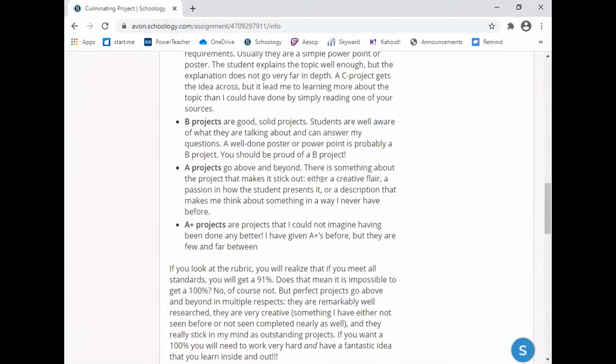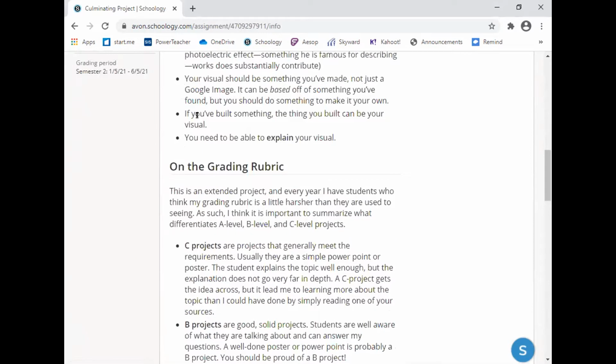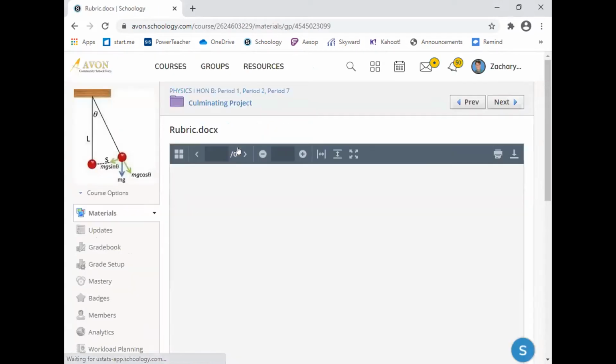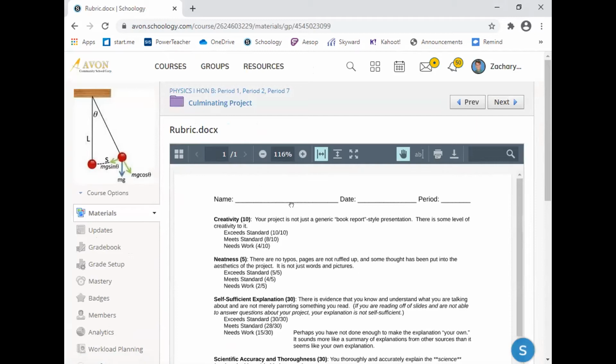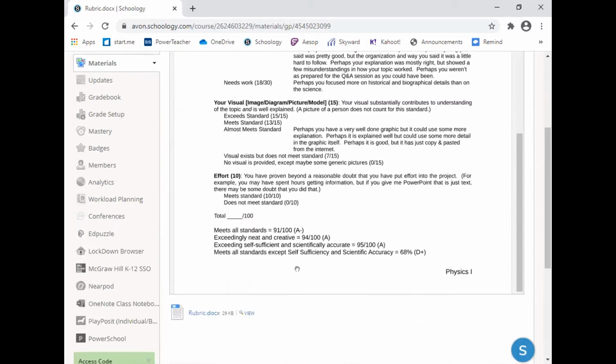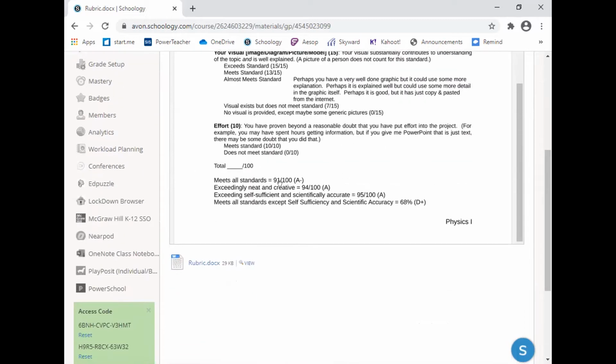I want to point out something real quick here. There's a lot of words there, but I'm just going to tell you what it means. If you look here, the presentation rubric is posted here. And I just like to point out, if you look at the way the rubric is set up, every part has a meet standard and an exceed standard. And the idea is I want to find a way to capture, if you go above and beyond, right? I want to find a way to capture that in the grade. So the way that this works, if you meet all the standards, the grade comes out to be 91.